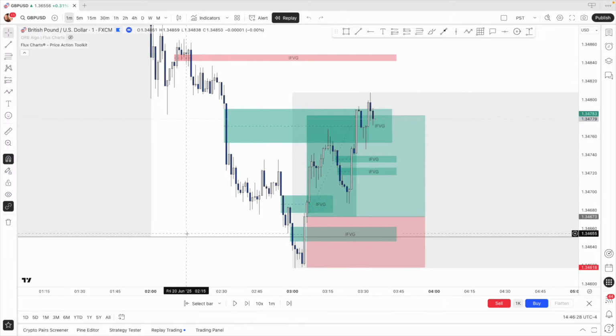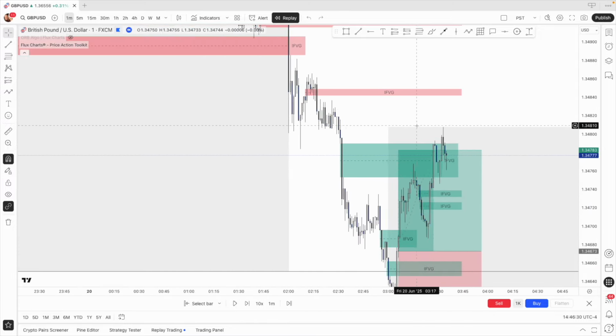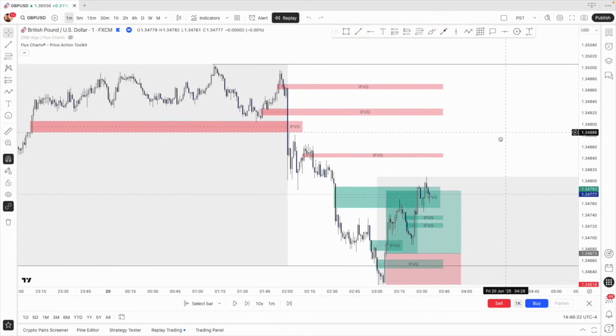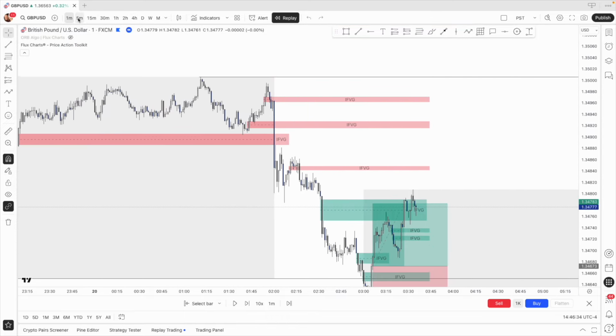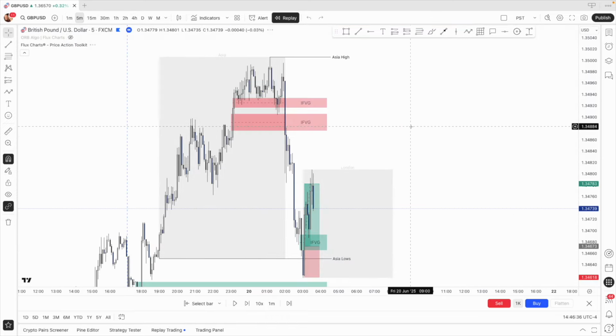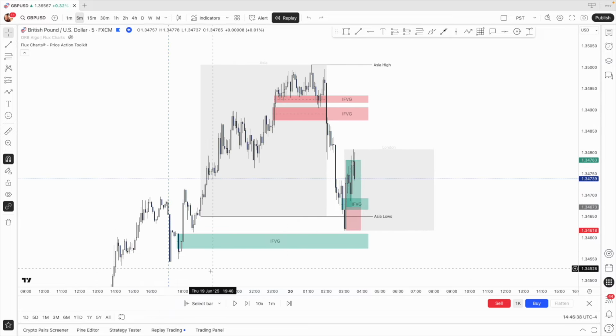And there immediately you can see we hit TP. So now let's just play price forward and see what happens. Let's go back to the 5 minutes and let's play forward and see what happens.